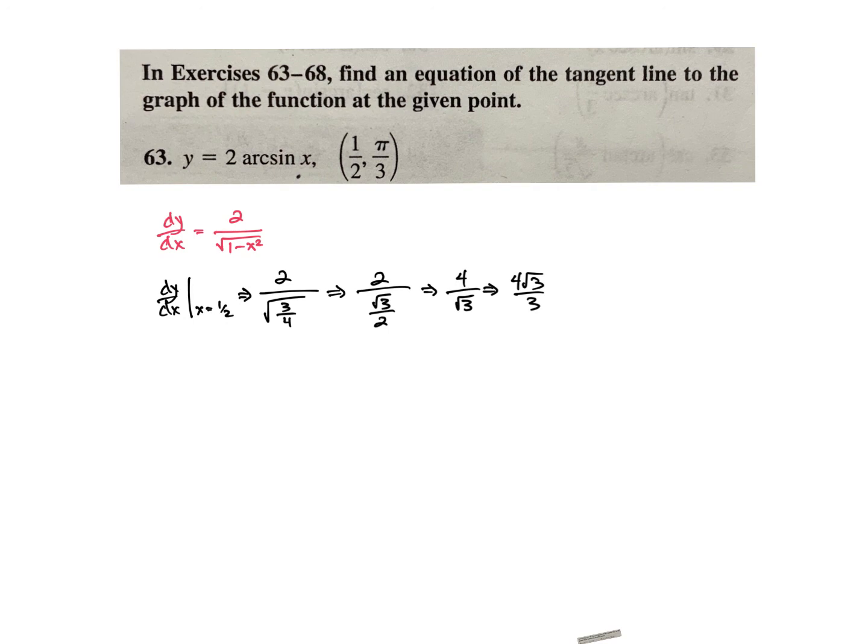So now I have a point, I have my slope, so let's make an equation. So now I have y is equal to 4 square root 3 over 3 times x minus 1/2 plus pi over 3. And now I am finished. Pretty good? All right.